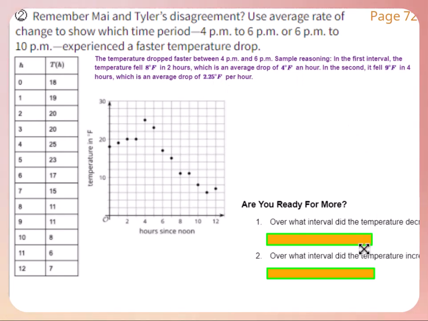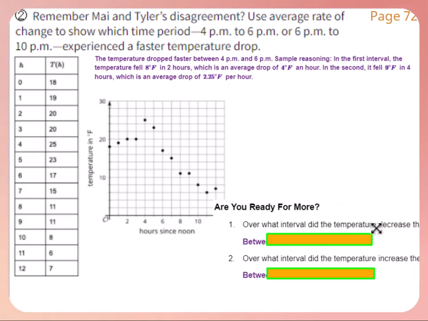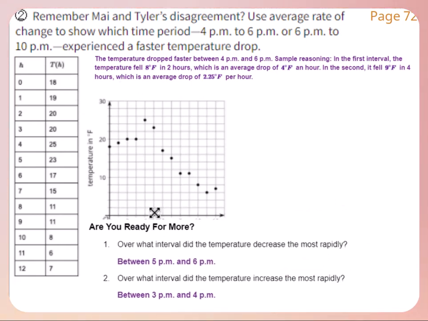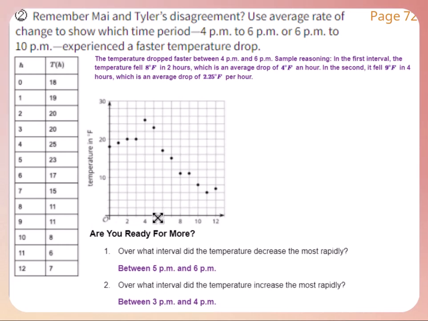Over what interval did the temperature decrease the most rapidly? Let me move this over a little bit so you can see it. Okay, looking at the graph or calculating it from the table, between 5 and 6 p.m., right here, between 5 and 6, here's 5, here's 6. Look how quickly it drops down. You can also verify that by finding the slope between 5 and 6.